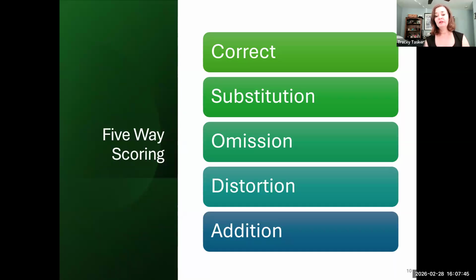So five-way scoring, these are the five ways: it's correct, or it's incorrect by these four ways. They substitute one sound for another, they omit a sound, the sound is distorted. If we think about those diacritics that we talked about, distortion might be if a sound is nasalized that shouldn't be, that's a distortion. If a sound is lateralized, that might be a distortion. And then addition, we talked about the phonological process of epenthesis, so that would be an addition error.